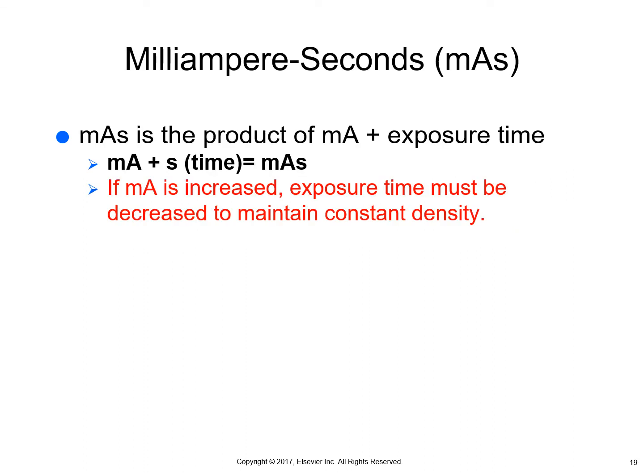So mAs, like I said, is the product of mA times exposure time. So mA times seconds or time equals mAs. If mA is increased, exposure time must be decreased to maintain a constant density.